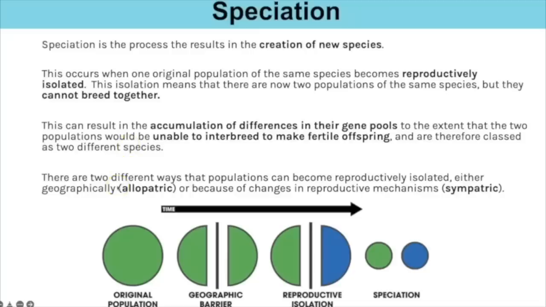Now that could be allopatric speciation, or sympatric. So allopatric is when there is a geographical barrier, so that could be a new mountain range, for example, whereas sympatric is when there are reproductive mechanisms preventing it.